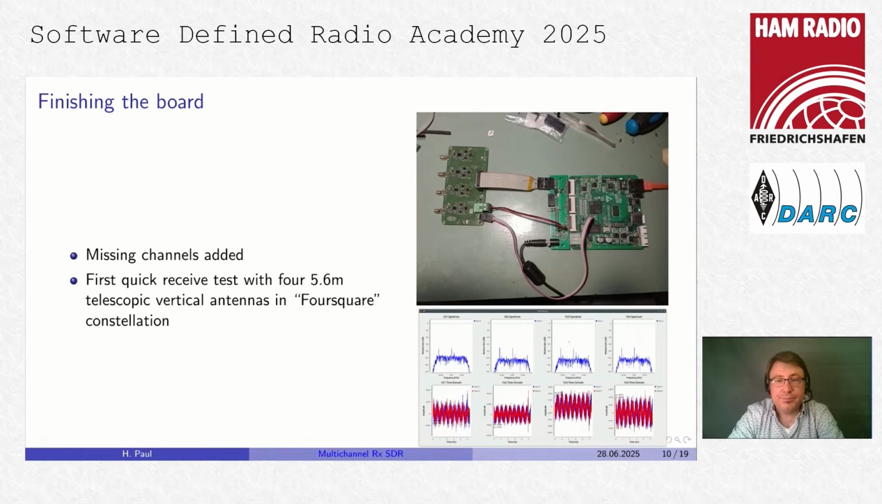So I added the 3 missing channels and then did a first try in my garden. I barely managed to get the 4 antennas on the lawn, but it worked by rotating it a little bit. For the constellation, I was using 4 telescopic vertical antennas, the cheap ones you get from AliExpress. I hooked them up to the 4 SMA inputs of my receiver board, and then I did a first test.